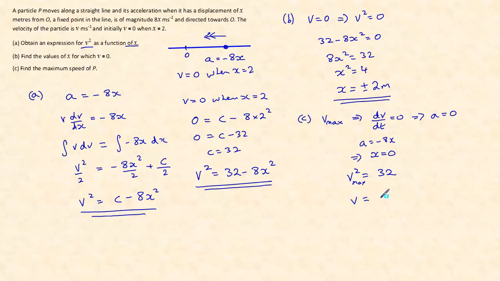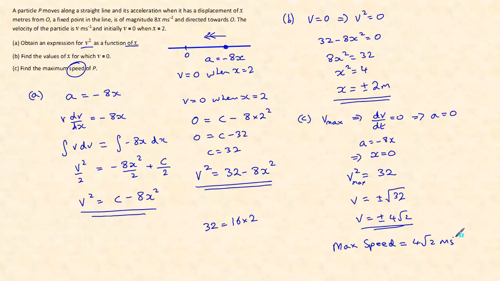So that means that V is going to be plus or minus root 32. And we can write 32 as 16 times 2. So that's going to be plus or minus 4 root 2. Now of course we don't need to worry about the negative because we are talking about speed. So the maximum speed is going to be 4 root 2 meters per second.